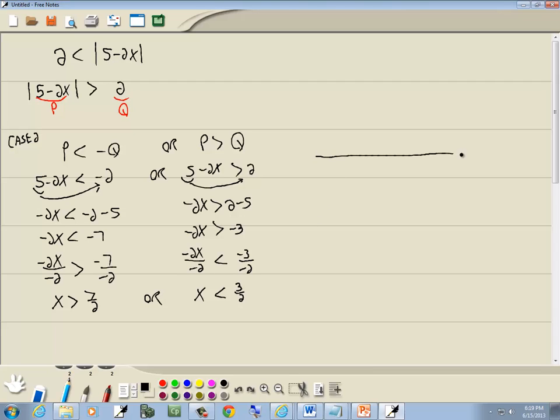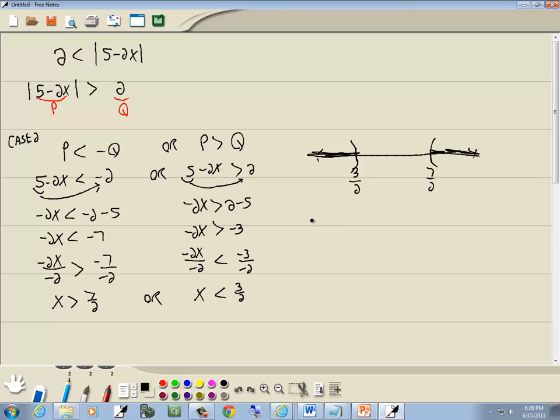Now let's graph this. 3/2 is right here. X is less than 3/2, so we'll have parentheses there and a shading to the left. Now 7/2 will be right here. Greater than, we'll have parentheses on it and we're shading to the right.